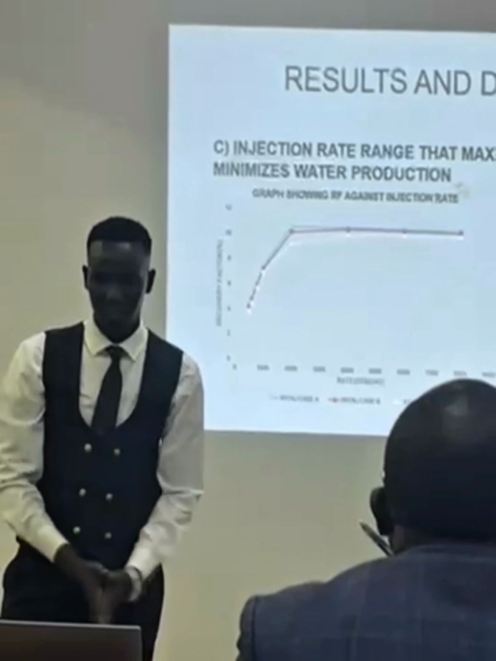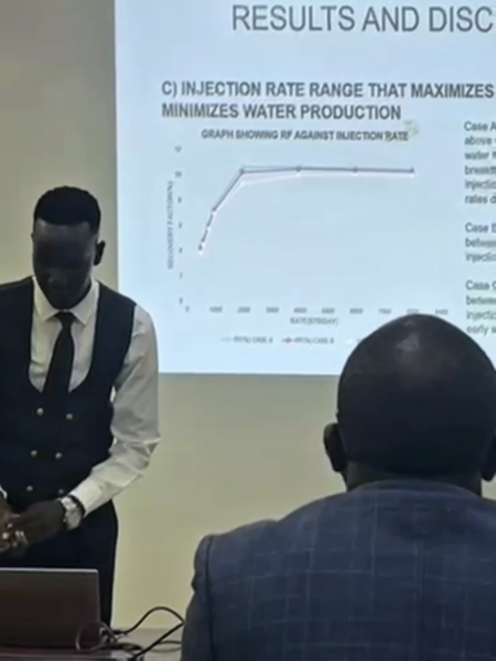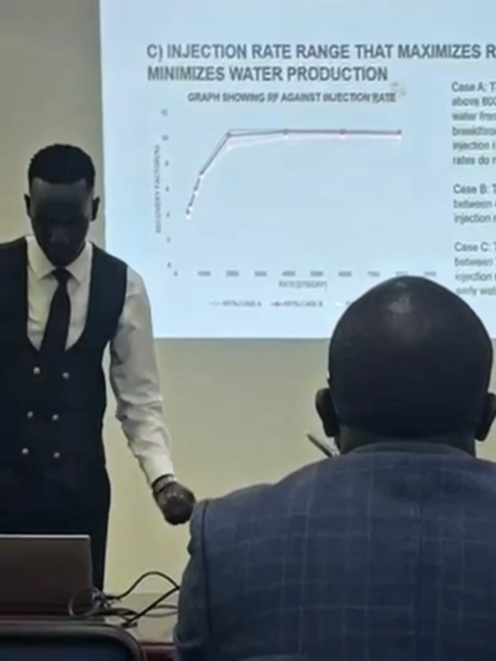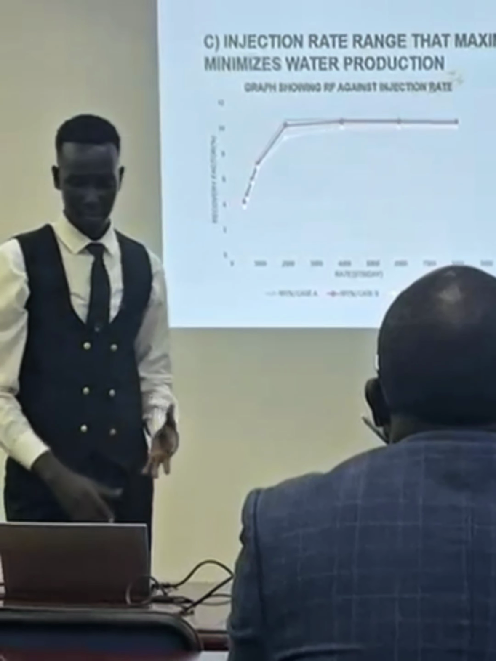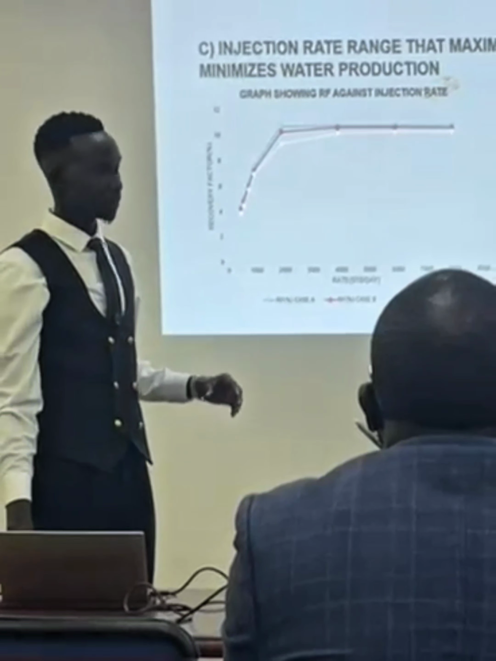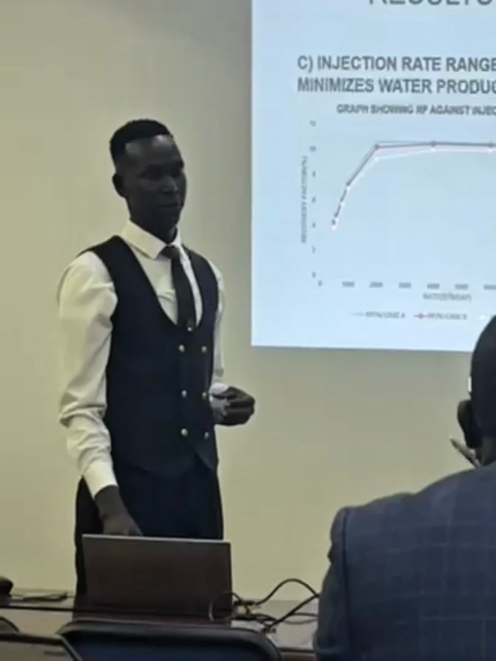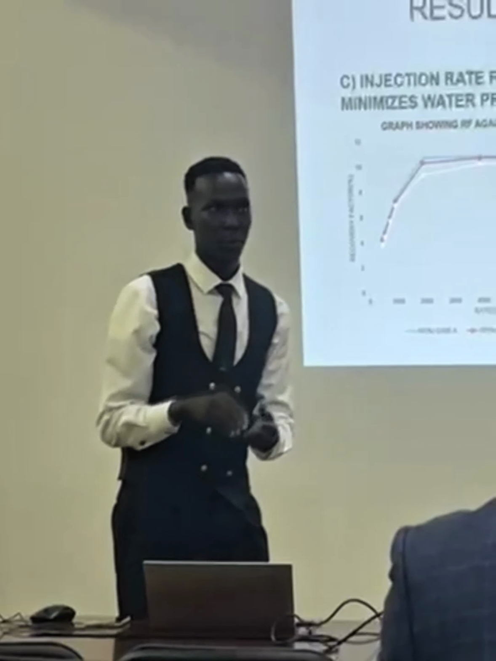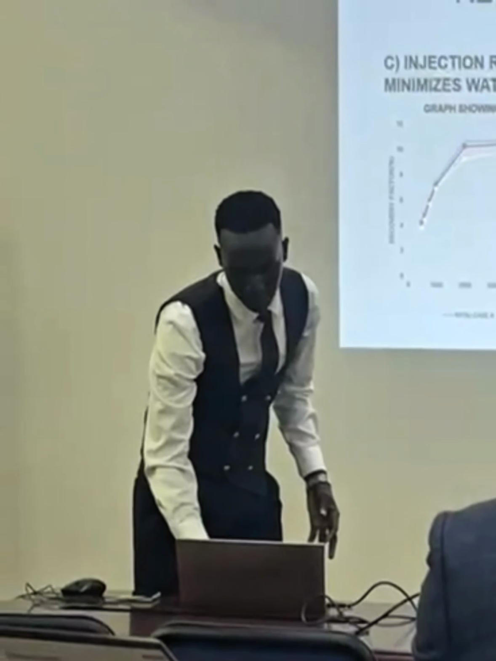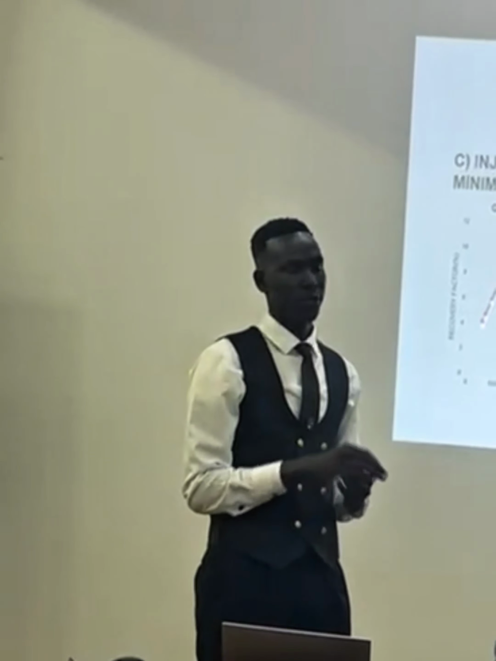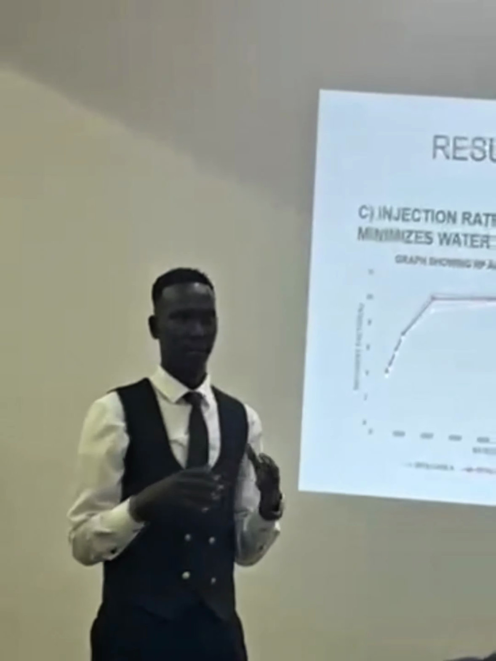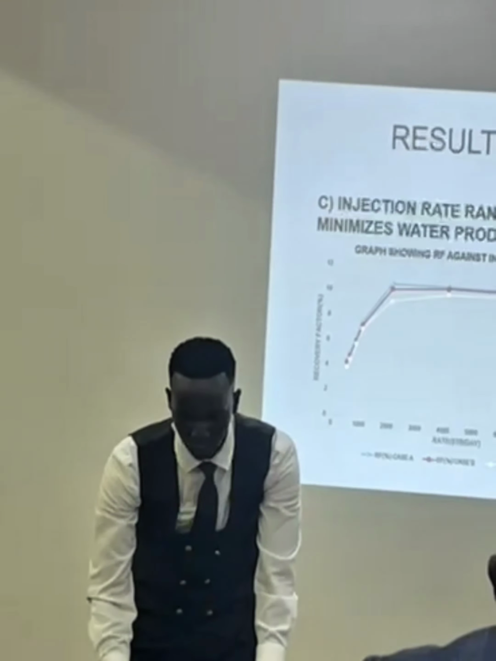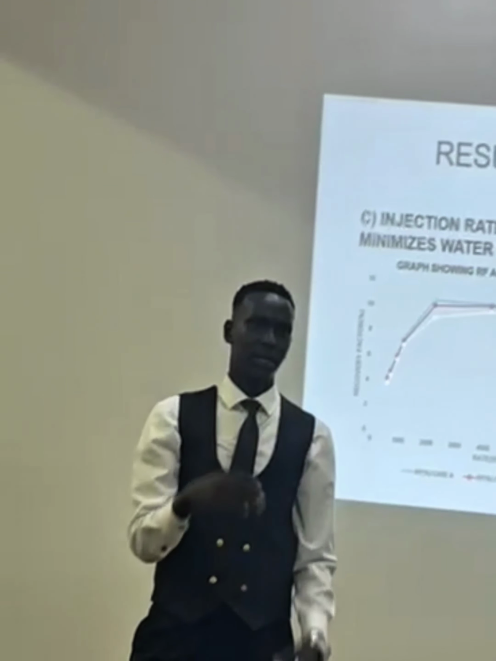And then I went ahead to identify the injection rate range that maximizes recovery but minimizes water production. I did this by calculating the recovery factors and comparing them with their different water cuts. For case A, it was the 6,000 STB, which is a very high injection rate, that maximized recovery but minimized water production.